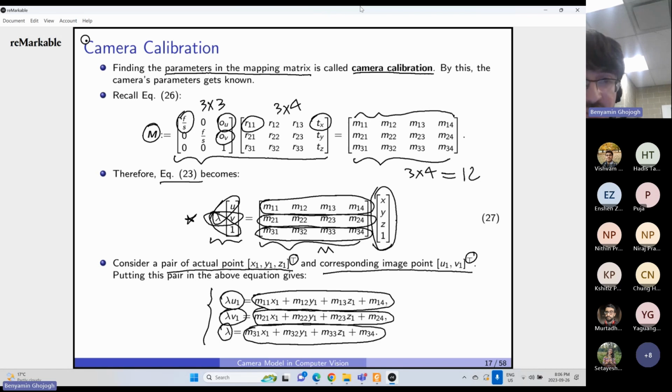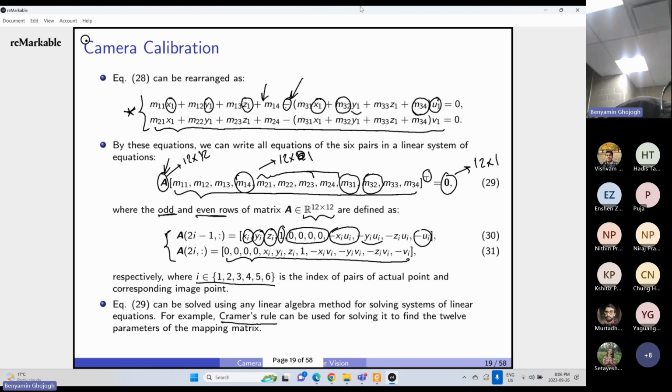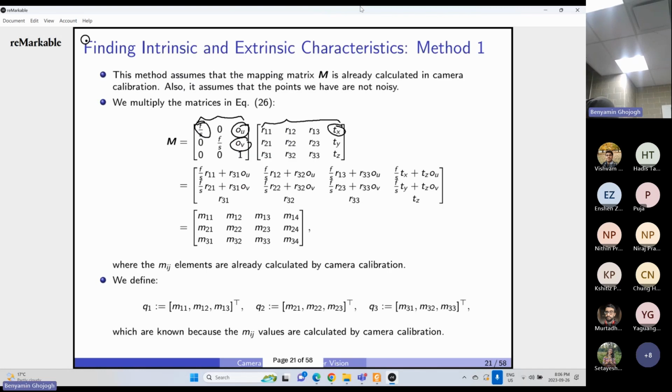But what if I want to know the value of F over S, or R11, or TX, or OU? Then how can we find those? In other words, I want to find the intrinsic and extrinsic parameters rather than the parameters of the mapping matrix. Method 1, of the two methods we have at least, assumes that the mapping matrix is already known. It means that we already have done the camera calibration, right? If we do that, then the matrix M is known.